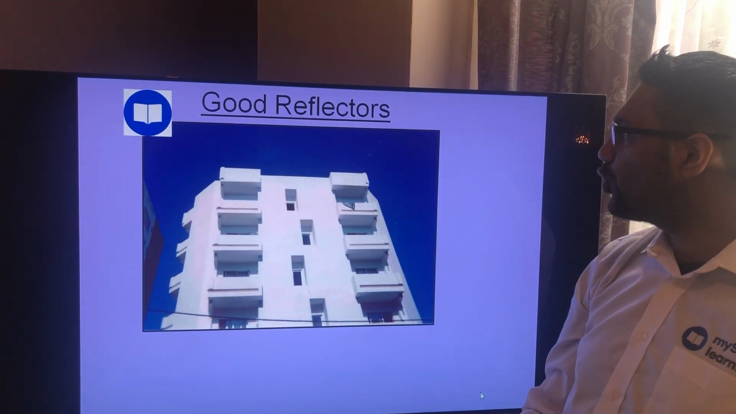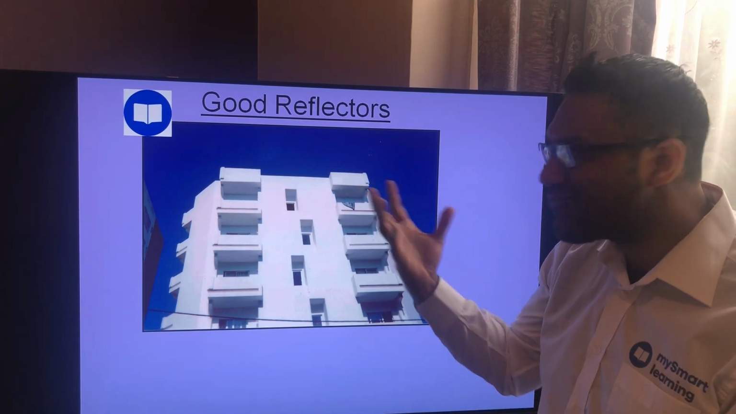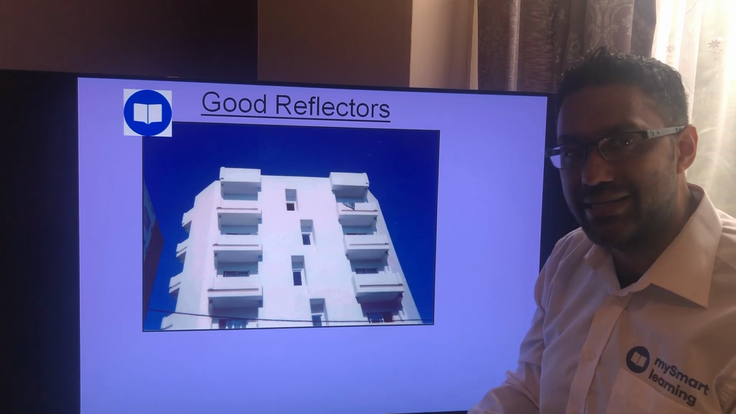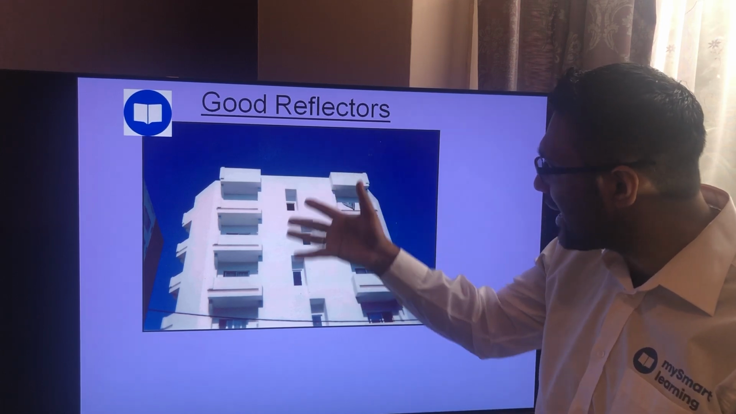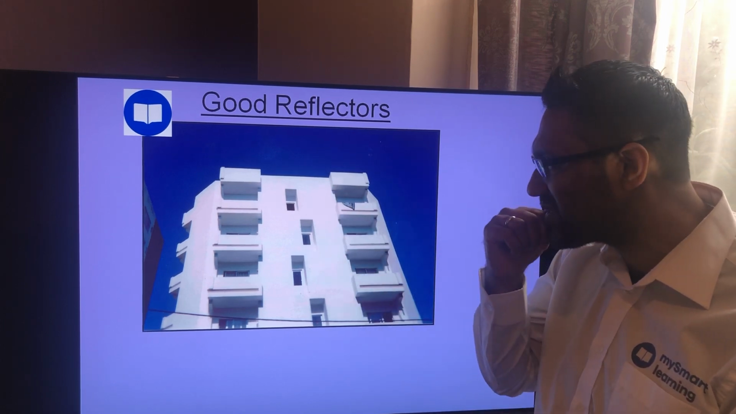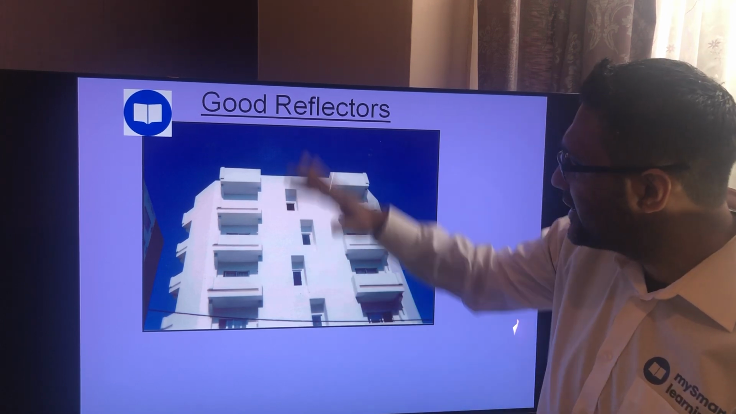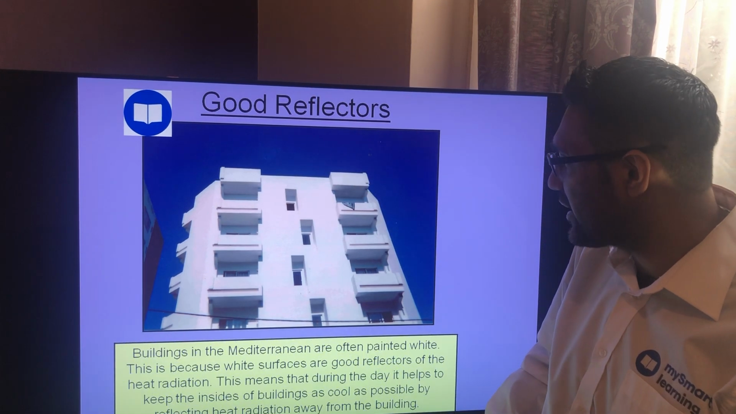So white is a good reflector, a poor absorber. That's why in hot countries, they drive white cars. They're all driving white Mercedes, all right? Because white reflects. If it's a black car, it'll absorb. If it's a black building, it'll absorb, and the inside of the house will get red hot. If you live in Spain in the summer, it gets really hot inside. They have blinds to keep the heat out because you need air conditioning.